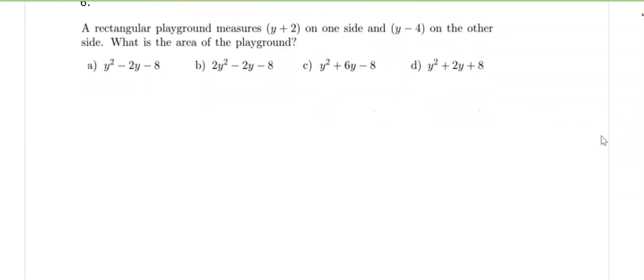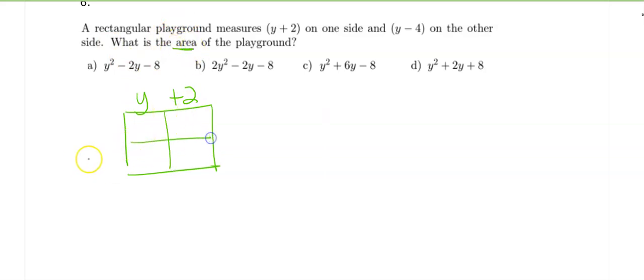A rectangular playground measures y plus 2 on one side and y minus 4 on the other side. What is the area of the playground? So the first thing I do, as always, is draw my picture. And I have y plus 2. Oh, well, I'm finding area, which is length times width, so I'm just going to do box method. Then I have y minus 4, and I'm going to go solve these problems.